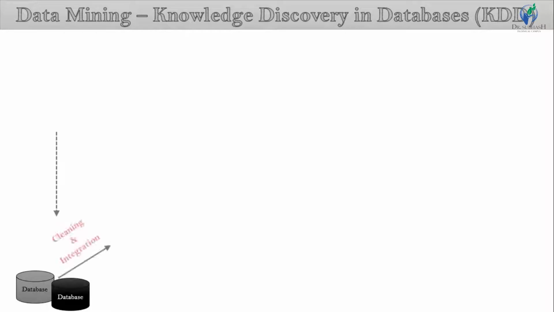First, we have select database. A database is an organized collection of data. The data is typically organized to model relevant aspects of reality in a way that supports processes requiring this information. Then after we have applied data cleaning and integration process. So what is data cleaning? In data cleaning, we say that to remove noise and inconsistent data.